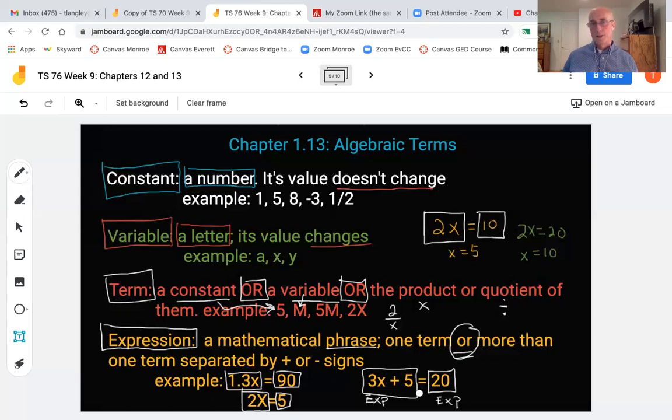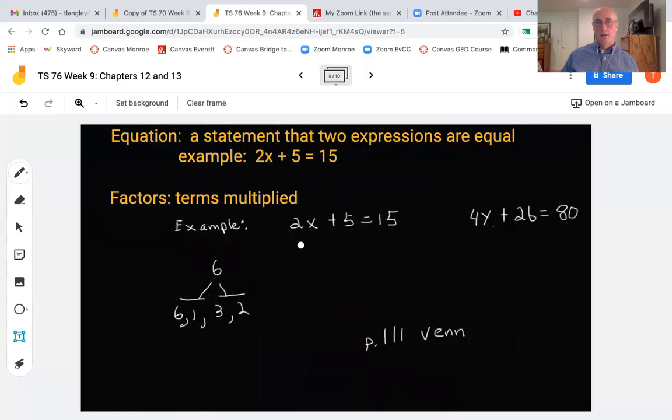Okay, well, that's an expression. All right, moving on to the next thing that this all builds up to is something called an equation. And this is really where we're talking about algebra very often. It's a statement that two expressions are equal, and that's why we have the equal sign. That equal sign is very powerful in algebra.